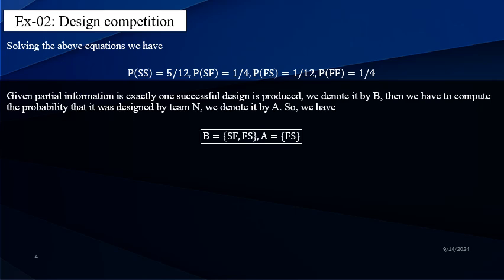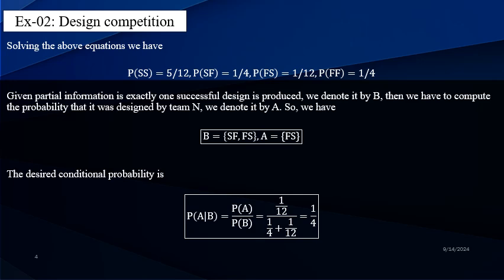And what is the event for which we will compute the probability? The event is that it is designed by team N. That event we denote by A. A contains the outcome FS. So now everything is clear. Now we will compute the probability of A given B. As per the definition of conditional probability, it is A intersection B. I will correct it. Clear.